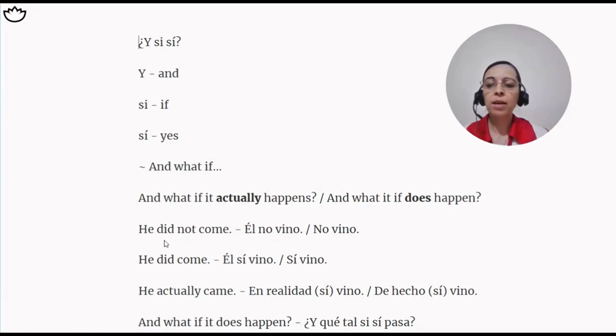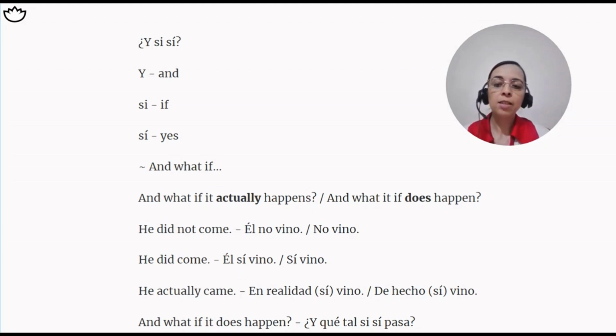Now, to give you another example, we have, he did not come, él no vino. And here we have an auxiliary verb and a negation. But in Spanish, we do not use an auxiliary verb like you do in English. So we only need the negation. Él no vino. Okay? Now the question would be, what do we do if we need to say he did come and we cannot use an auxiliary verb in Spanish? Well, that's where this sí comes into the scene.